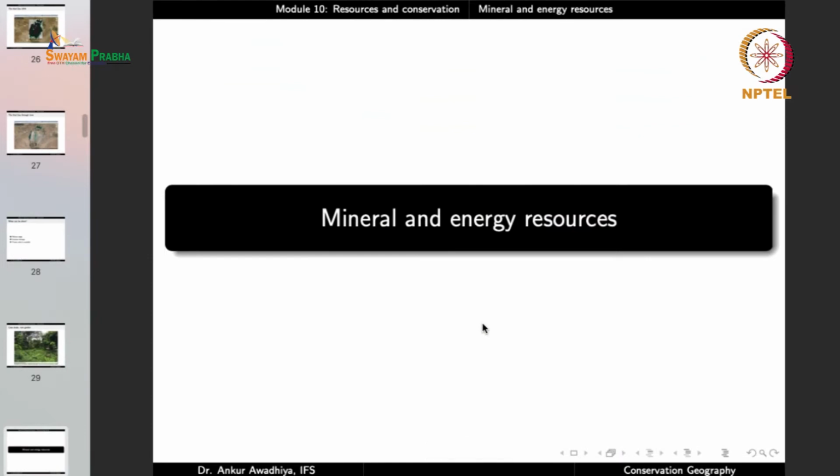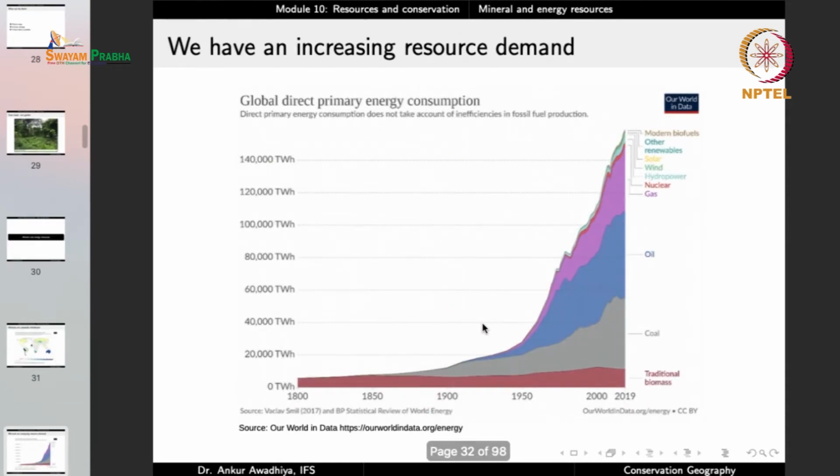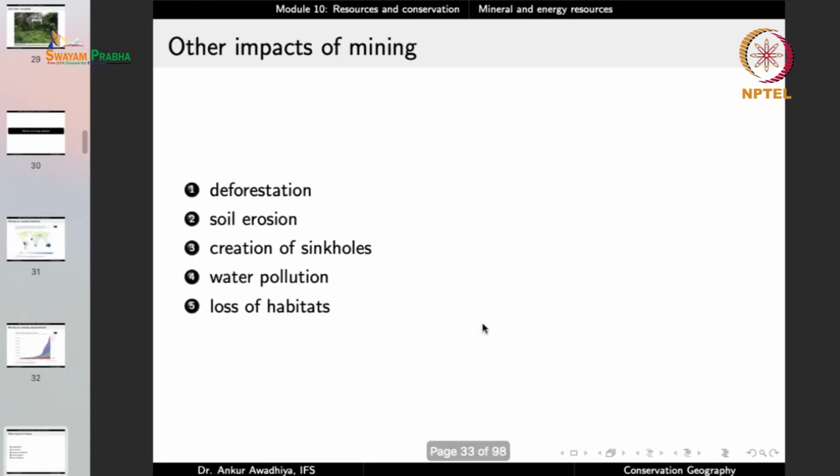Then we looked at mineral and energy resources, and here we saw that minerals are unequally distributed on this planet. But we have an increasing resource demand, whether we talk of any resource, there is an increasing resource demand. And because of that, we are now overexploiting the resources. To overexploit the mineral resources, to overexploit the energy resources, we are doing more and more amount of mining. And this mining is having several severe environmental consequences.